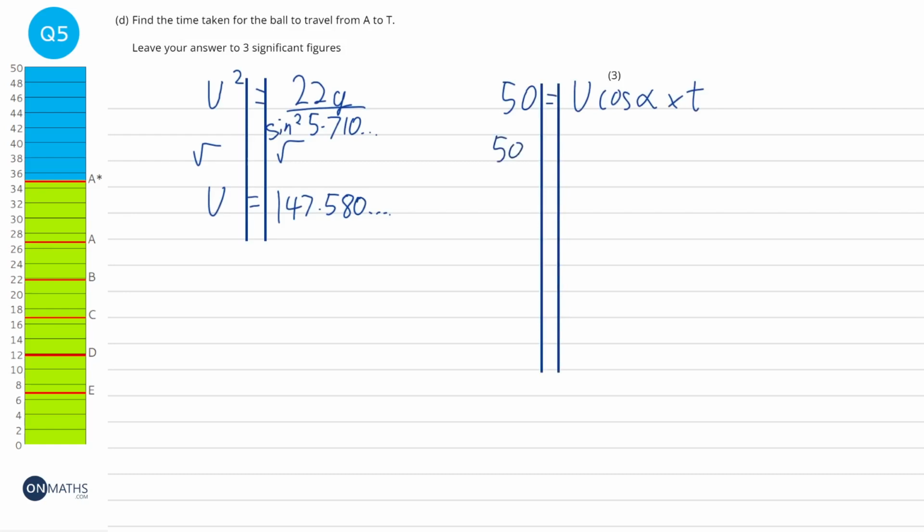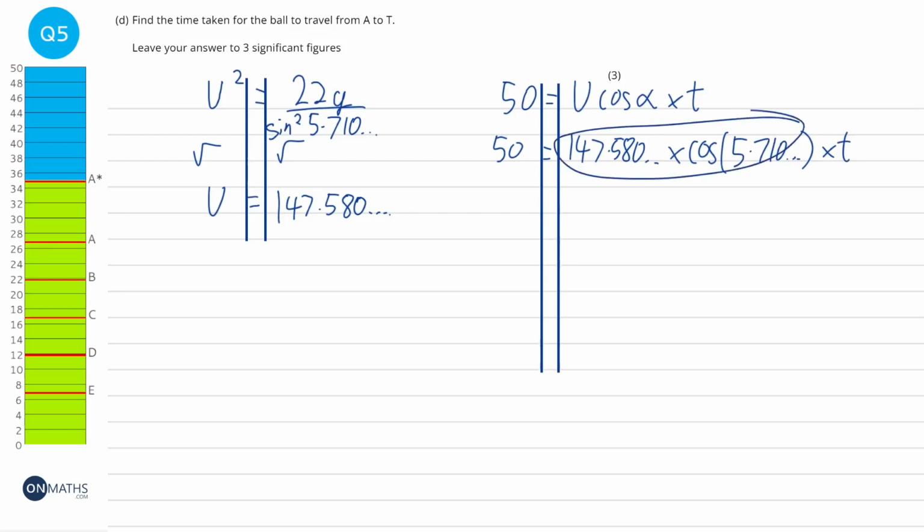So it'd be 50 equals, and we've just worked that out, so it would be 147.580 blah blah blah times cos, and it's that 5.710 blah blah blah times t, and then we're going to divide both sides by everything on this side apart from the t, and we'll get t equals 0.340 to three significant figures.